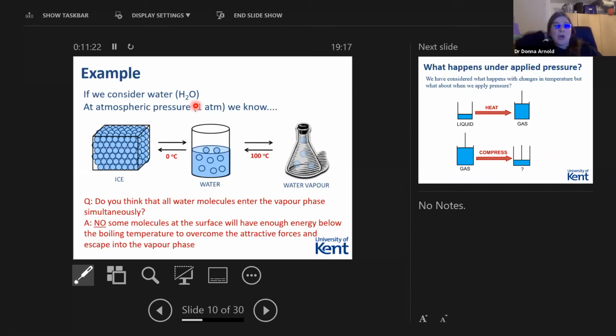So the answer is no, because some of the molecules at the surface have enough energy to escape the surface before we get to the boiling temperature. So they're able to overcome the forces and escape into the vapor phase. And this is our interface between the air outside and our liquid. So they start to escape. And just like that, when we go the other way, some materials condense before we get to our boiling point.